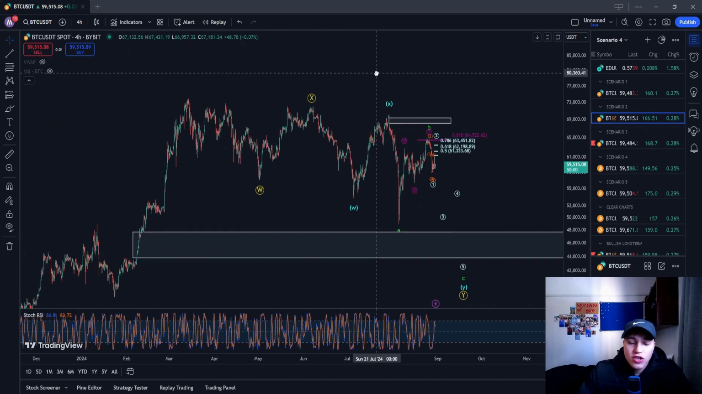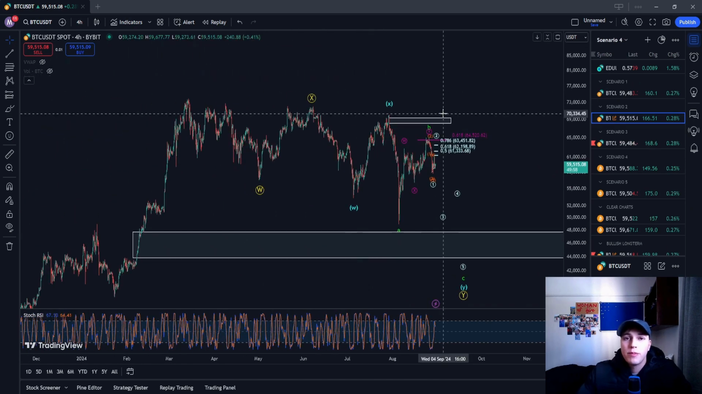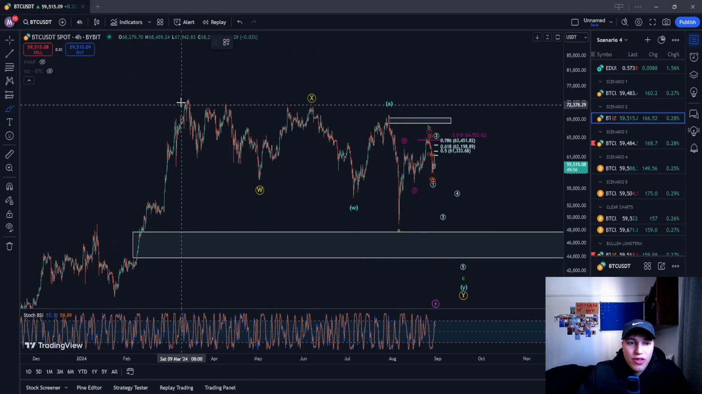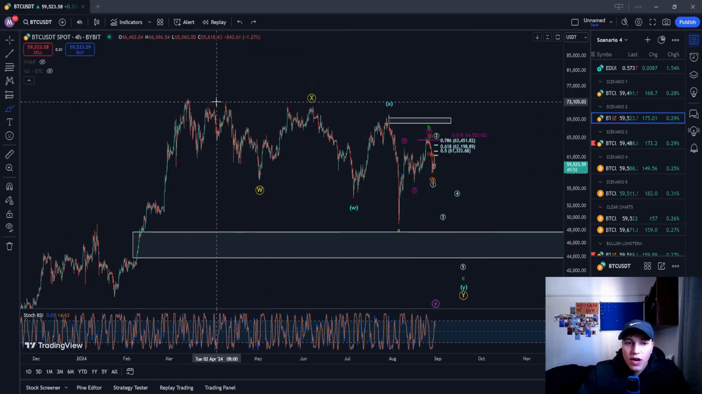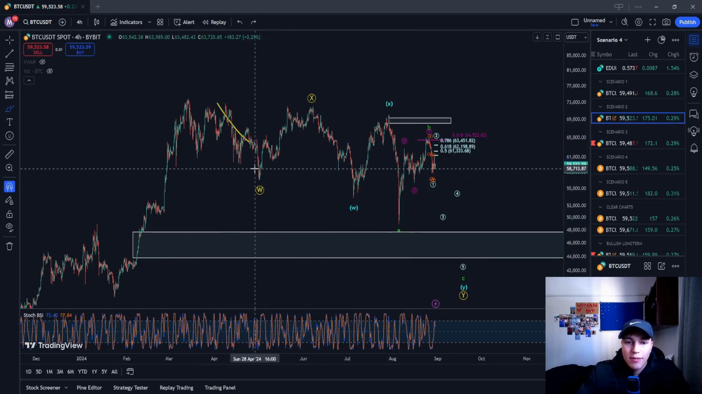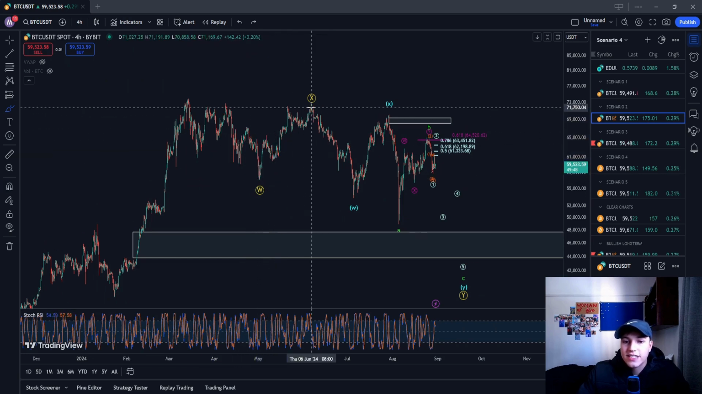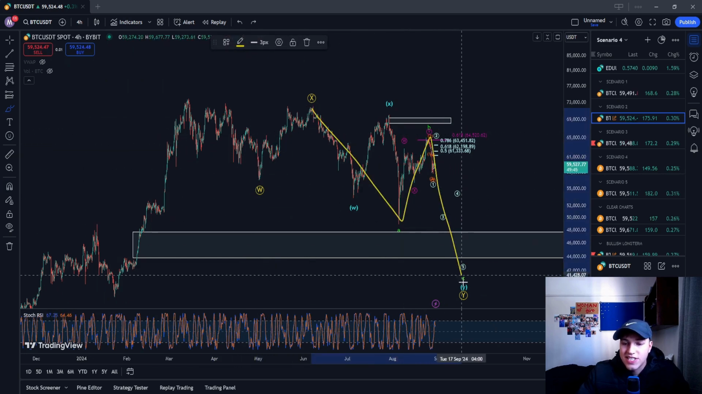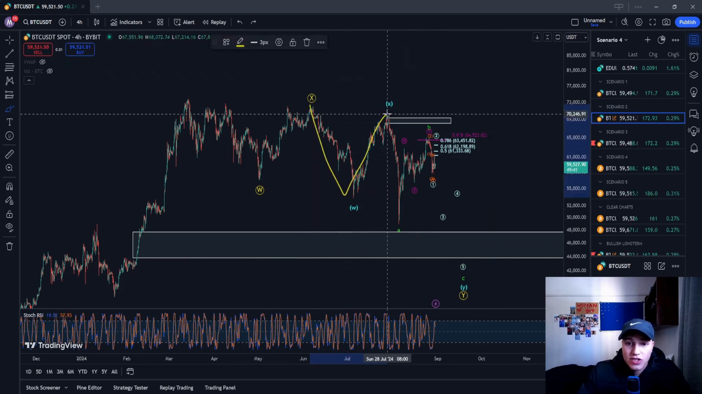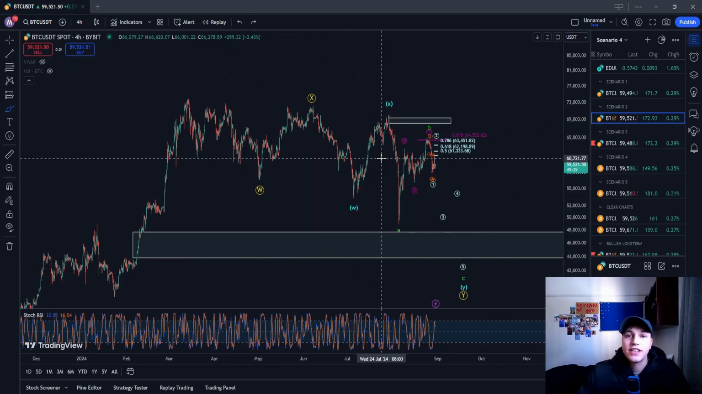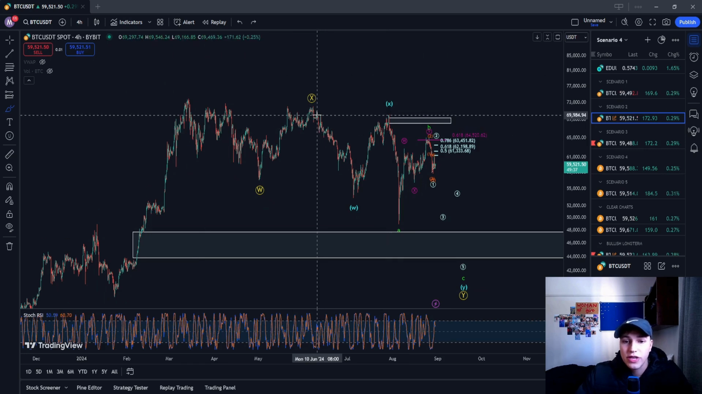Now, starting on the 4-hourly time frame on our main scenario, we have this WXY. A WXY with a leading diagonal in W, a general standard X, and then an ABC in Y. Now, WXY is a general 3-wave structure in every single move.